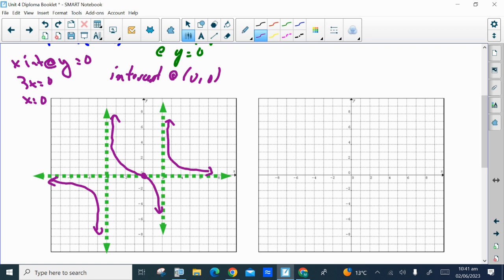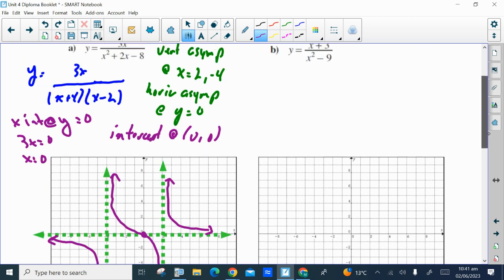Right, so there's our sketch. And we have listed everything that we were asked to.